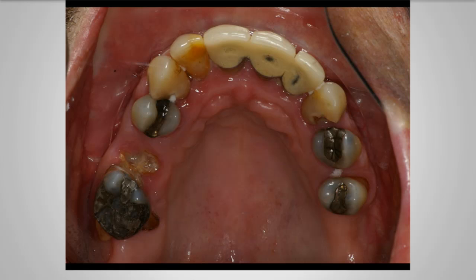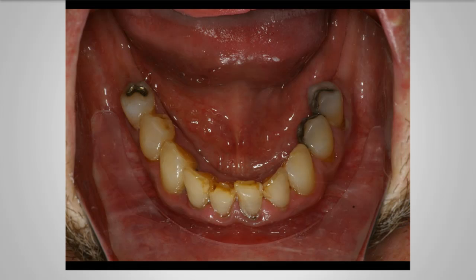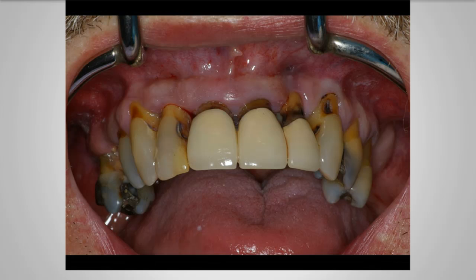Here we see the vast amount of decay in the upper arch. Notice that his previous dentist splinted the anterior teeth together because they were mobile for so many years. And the molar, in fact, could come out with a 2x2. In the lower arch, there were several areas of decay that were far below the gingival tissue, in addition to periodontal disease. So our treatment plan of choice was to go ahead and extract these teeth as well.